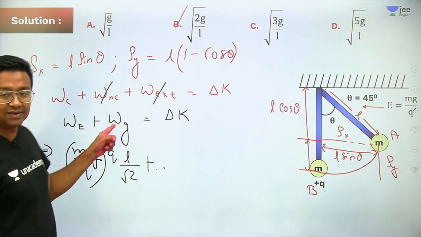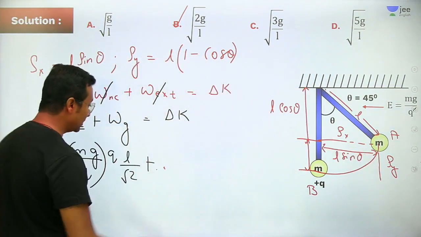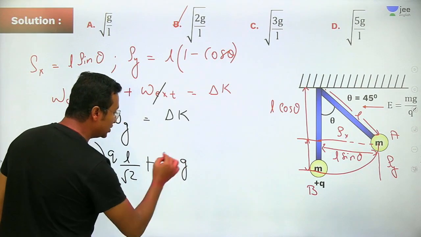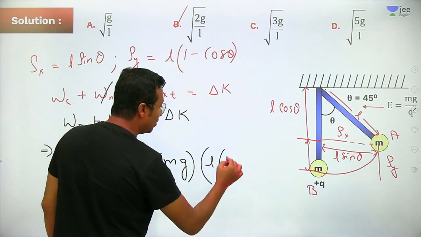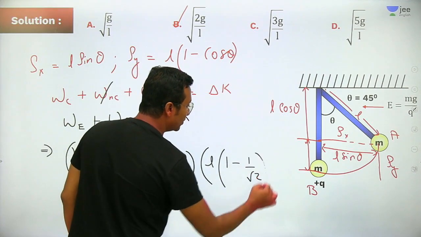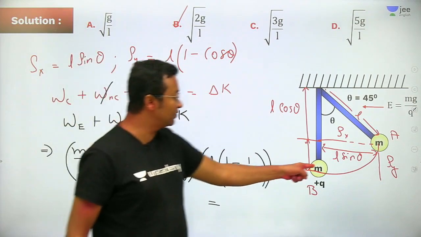Clear? What is the work done by gravity? What is the gravitational force in the downward direction? It is equal to mg. Clear? So this will be equal to mg, and the displacement in the y direction is equal to L times (1 minus 1 divided by root 2). Clear? Now this will be equal to how much? Change in the kinetic energy of this.